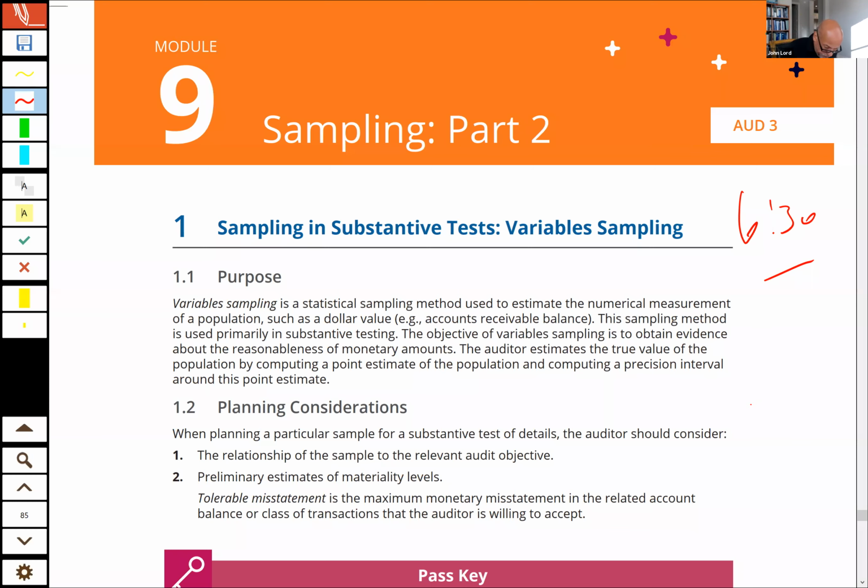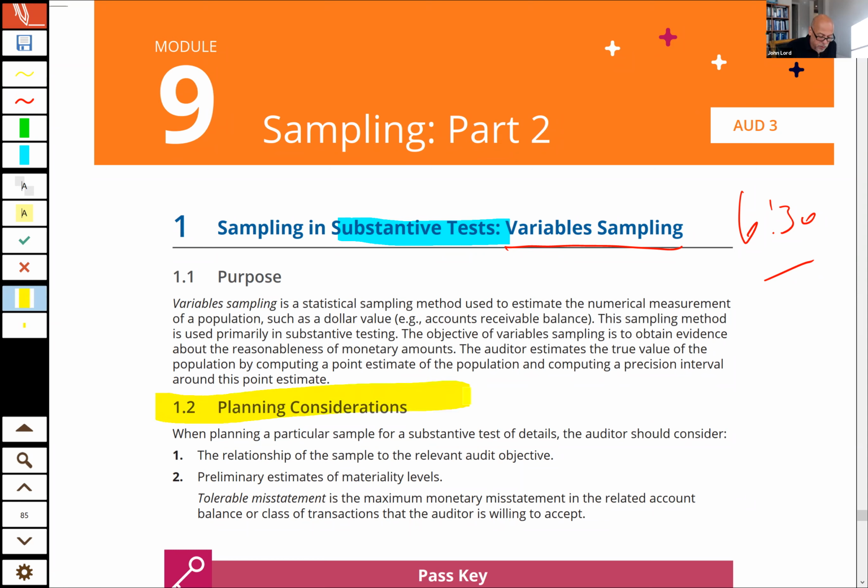Recording. And let's go ahead and start to take a look at our discussion now for what they're calling sampling part 2. It's really looking at substantive testing using sampling, and we're going to look at variable sampling first, which is sort of the more classic way of doing sampling. And then we will also look at probability proportionate to size, which frankly is really the state of the art, almost the way everyone does their sampling these days. But the exam could ask us some questions about variable sampling, so we don't want to ignore that, okay?